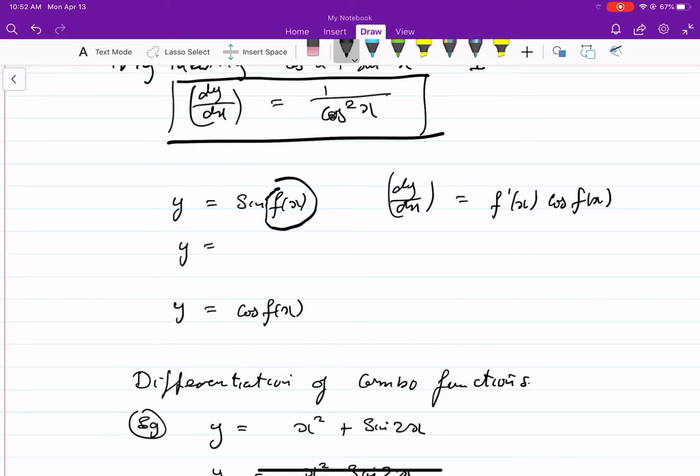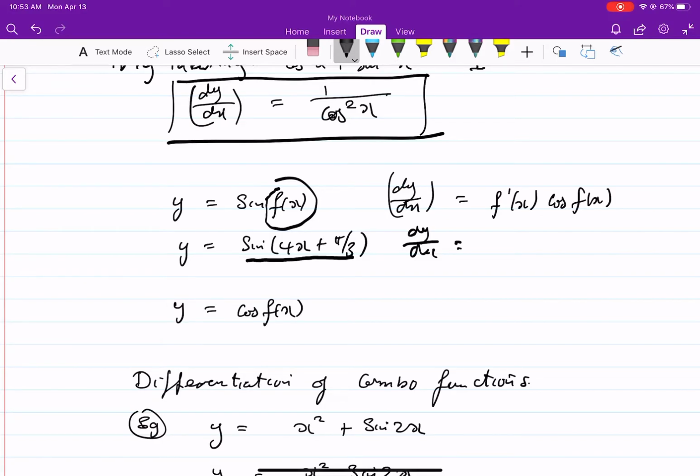Suppose y was equal to the sine of 4x plus pi upon 3. Pi is a constant, so pi upon 3 would be a constant. According to my rule, dy/dx has to be equal to, this is written in the form sine of f of x. I have to take the f of x part, which is the 4x plus pi upon 3, and differentiate that.